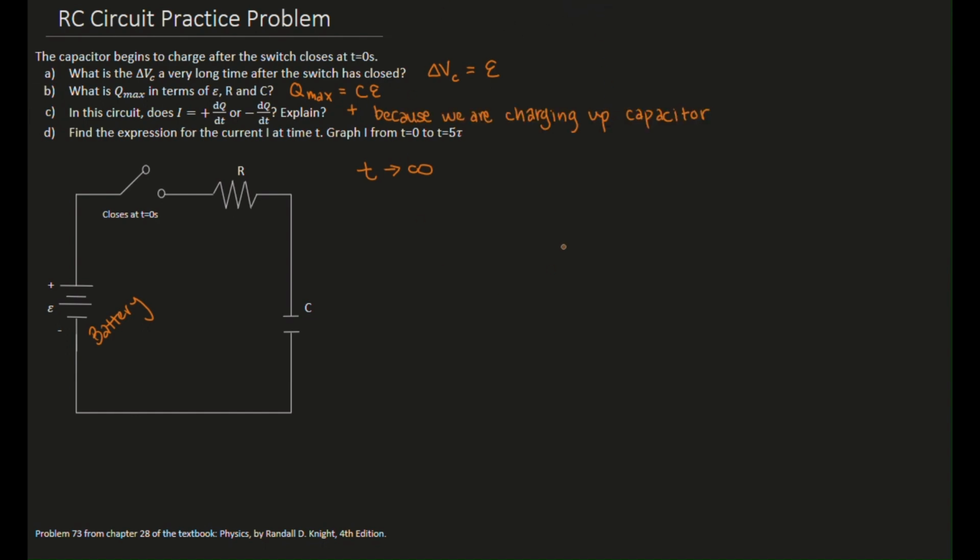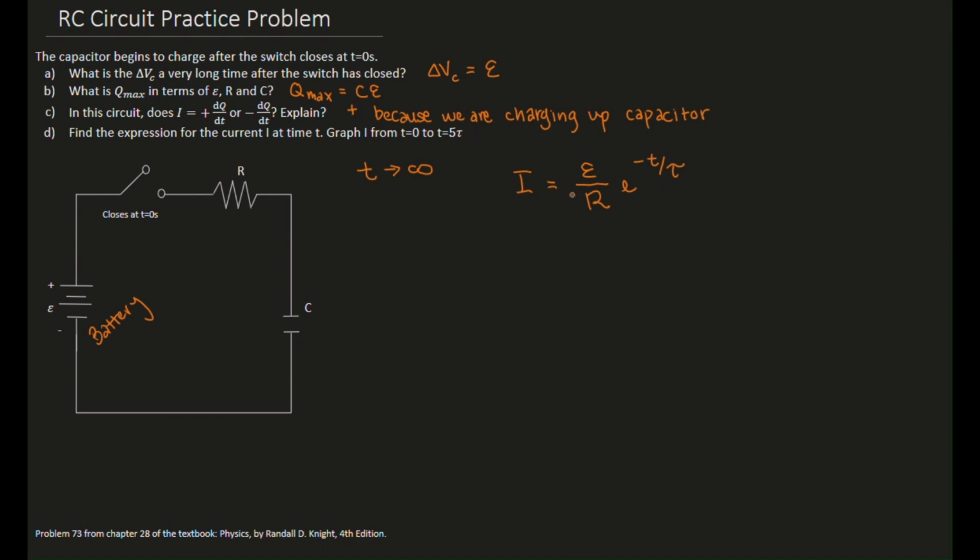Now we want to find an expression for current and time, and we want to graph it as t goes from 0 to 5 tau. To better understand this, there is an equation for current that is equal to the voltage in the battery over the resistance times e to the negative t over tau. Since we are going from time 0 to time 5 tau, we can represent this in terms of x's and y's.